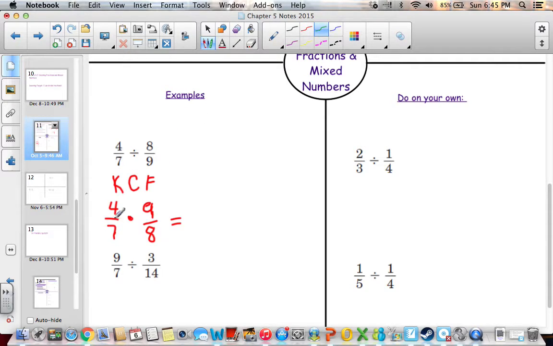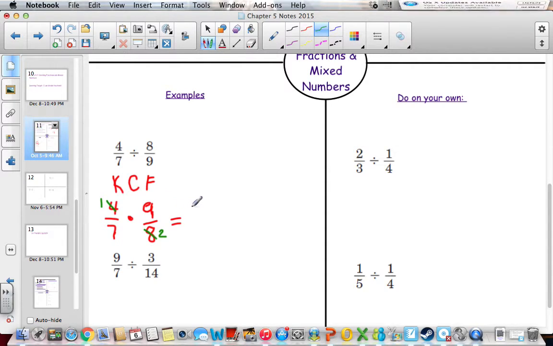So we need to be comparing and contrasting our numerators to our denominators. So I can see in my numerator and my denominator that I have a 4 and an 8, and they can both be divided by 4. So I'm actually going to simplify. 4 divided by 4 gives me 1. 8 divided by 4 gives me 2. So therefore, it's easier to multiply.